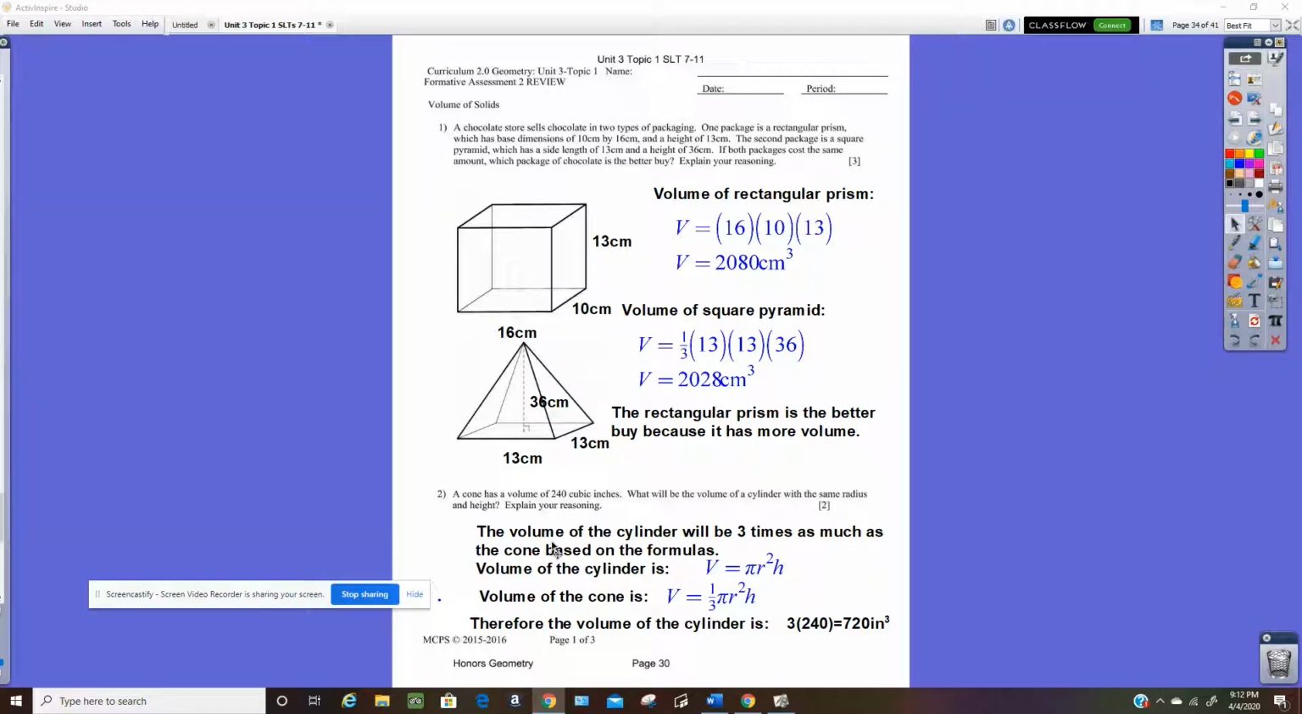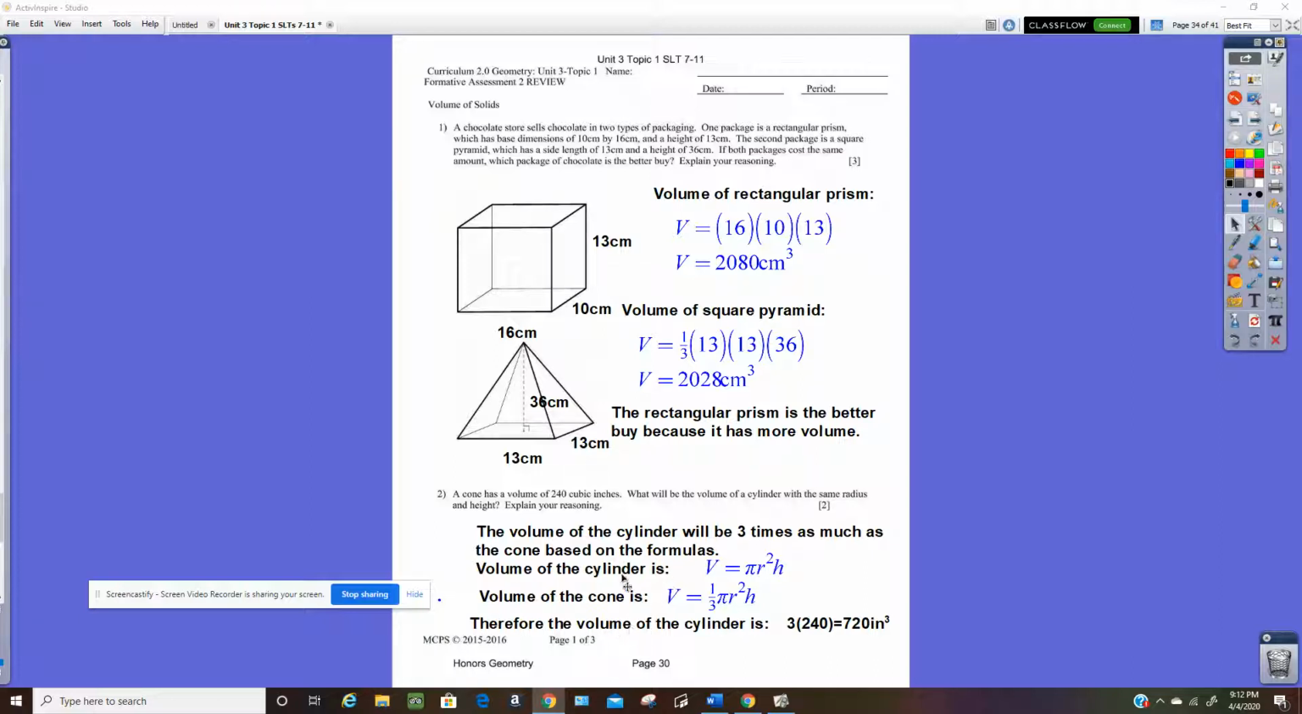Explain your answer. So the volume of a cylinder will be 3 times as much as the cone based upon the formula. So here's the volume of a cylinder, and then the volume of a cone is right here. So notice everything would be the same if the height and the radius are the same. So if the height and the radius are the same, the cone is only 1/3 the volume of the cylinder. So the volume of the cylinder is 3 times the volume of the cone.